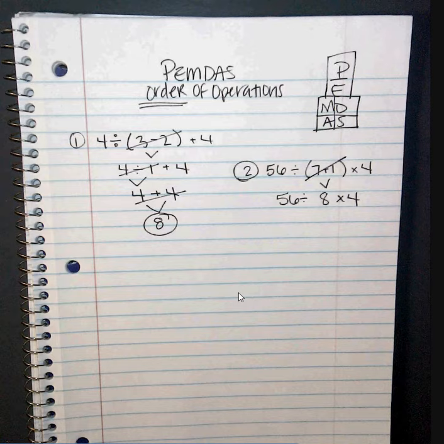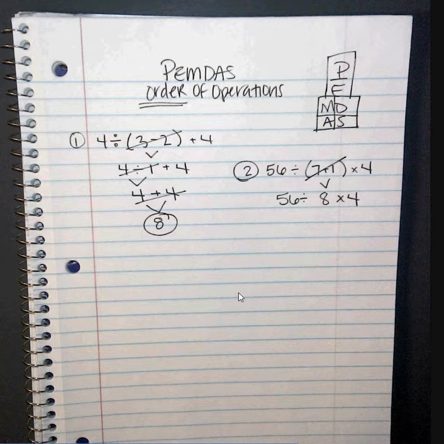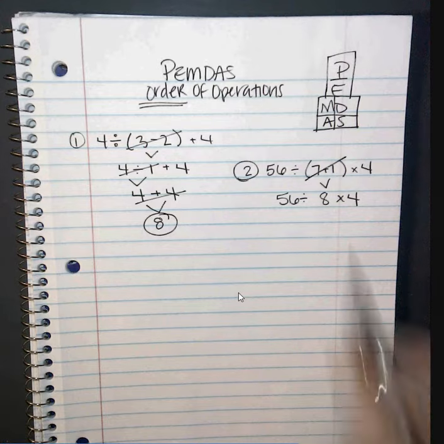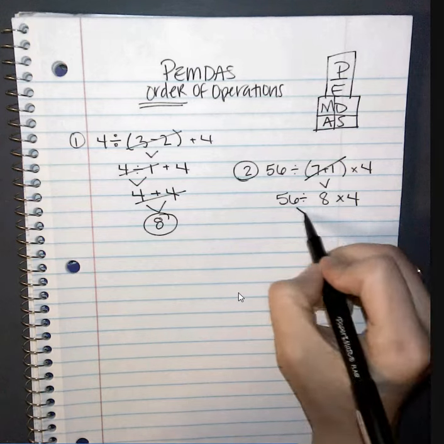Okay, from here, you need to be thinking, we just did parentheses. What do we need to do next? Do I have exponents? No, I don't have exponents. Do I have multiplying or dividing? Well, I have both. And according to PEMDAS, we need to go from left to right, the same way that we read. So we're going to do division first.